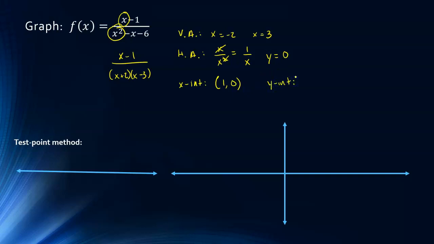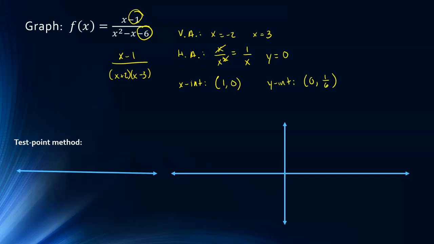Remember, to find the y-intercept, I just like to look at standard form. The numbers that don't have a variable, because if you replace x with 0, we would end up with -1 over -6, which reduces just to be positive 1/6. We're going to have a y-intercept at (0, 1/6).